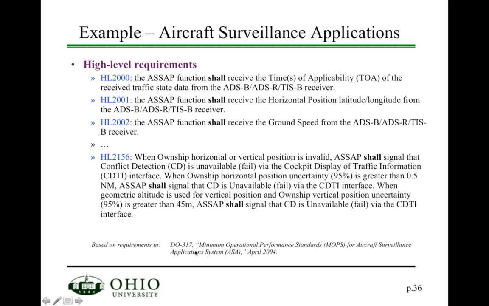So what I gave here is just a set of high-level requirements that I based on some requirements from an RTCA standard on the minimum operational performance standard for aircraft surveillance applications system. The SAP function shall receive the time of applicability, TOA, of the received traffic state data from the ADSB TISB receiver. Of course, these requirements are very short, pretty unambiguous. They still use some terminology like ADSB, which stands for Automatic Dependent Surveillance, but in the document itself there is a glossary explaining some of these terms. There's also graphs that explain some of these requirements in a little more detail as well.